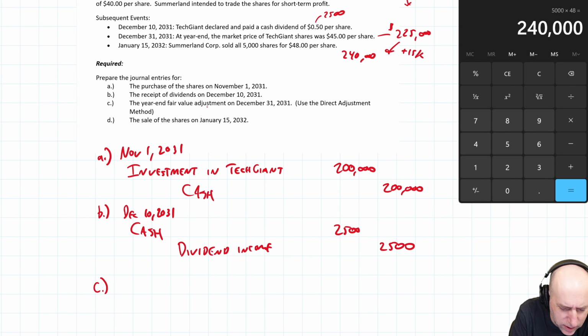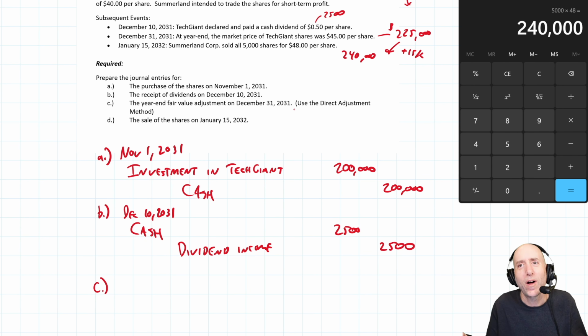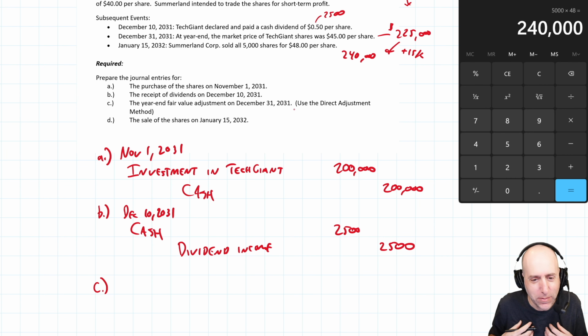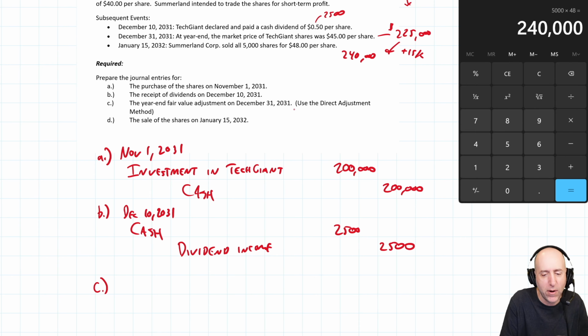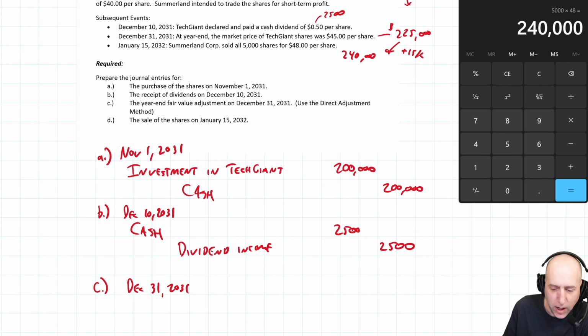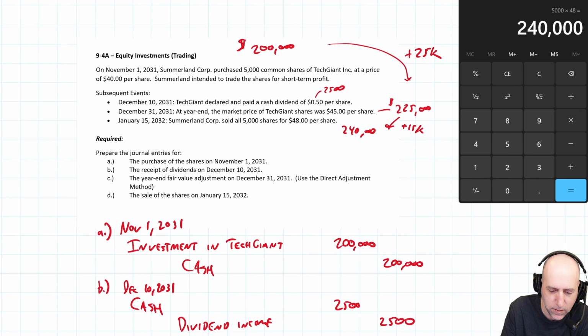The year-end fair value adjustment for December 31st, 2031. And it says, use the direct adjustment method. This is a place where I've looked at a lot of textbooks as I'm preparing for this, and it's like half and half. I like the direct adjustment way. That's the way I'm going to show you how to use. If you are asked to do an allowance method, you're going to use an account called fair value adjustment. I'll show you what I mean, and I'll do it my way, and I'll kind of show you what you would have done otherwise, and they're pretty similar. December 31st, 2031, we want to adjust our investment value. Our investment's on the books for $200,000. We want to say, no, it's $225,000 now. I've got to make it go up by $25,000.